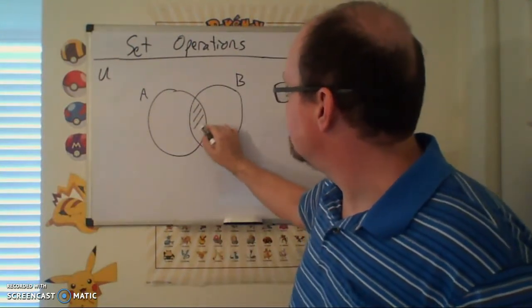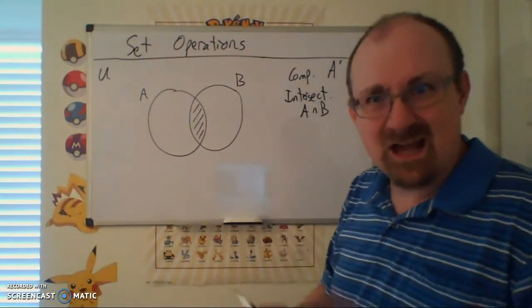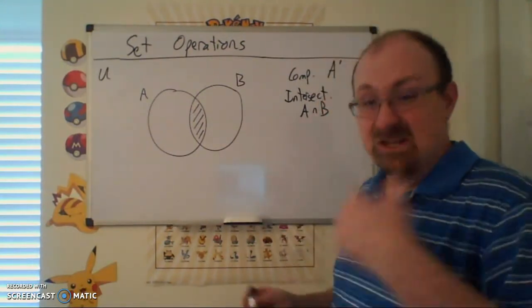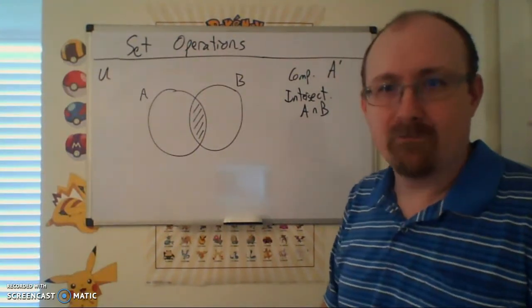So if I were wanting to shade in that intersection right there, it's that chunk in the middle. So that's the intersection of a pair of sets. Again, what they have in common, what's in both, the overlap, however you want to look at it.